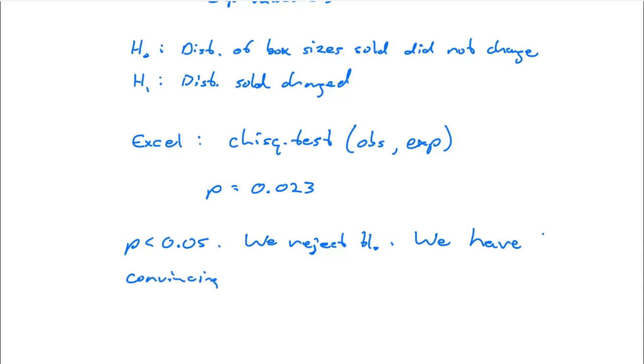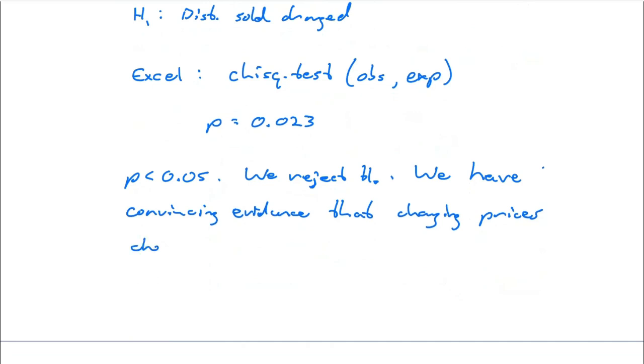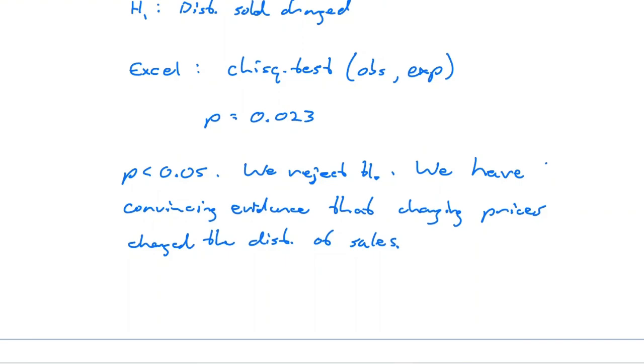So we have convincing evidence that changing prices changed the distribution of sales. Okay. All right. So that is the chi-square test.